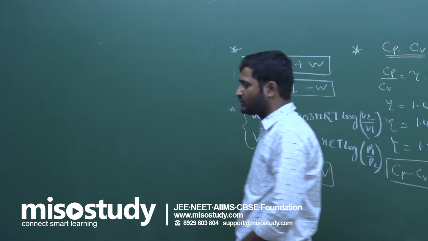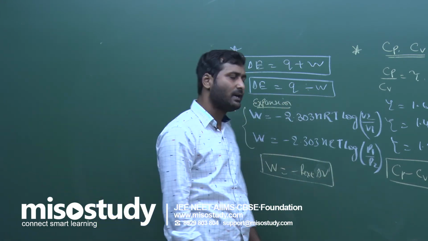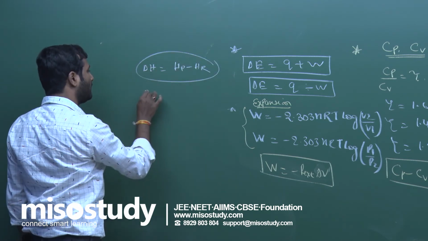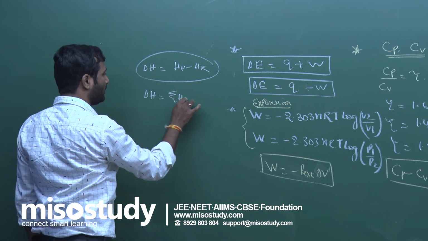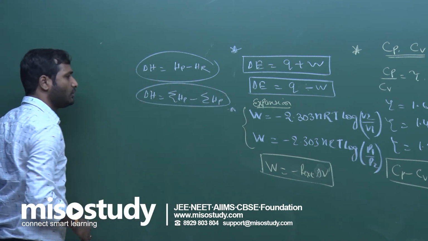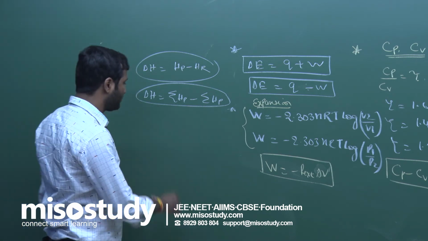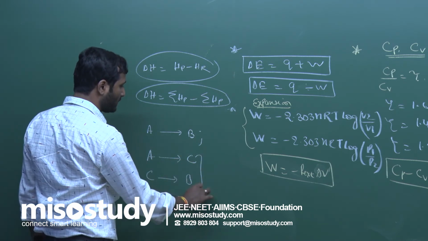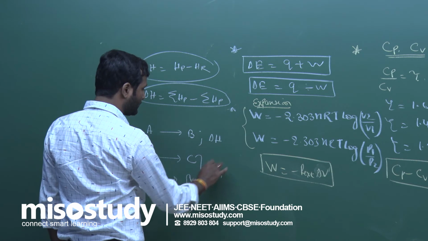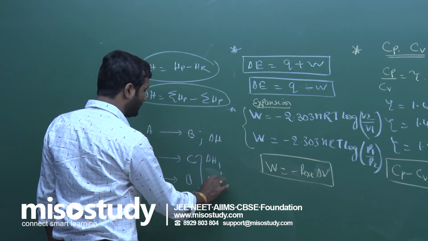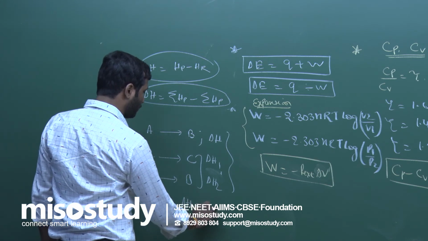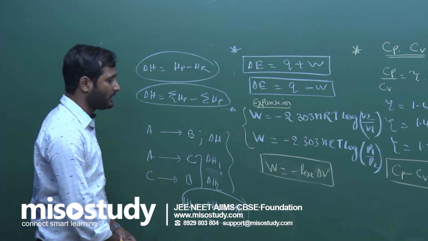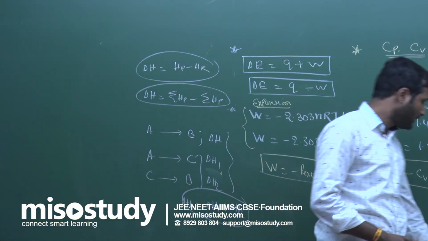In thermochemistry, we generally use the heat of the reaction, that is delta H is equal to products minus reactants, the summation of H products minus the summation of H reactants. Now Hess's law: if a process completes in one step, or completes in two steps with heat changes delta H1 and delta H2, then the overall delta H is equal to delta H1 plus delta H2. This is the heat change. These are the things we generally observe in thermodynamics.